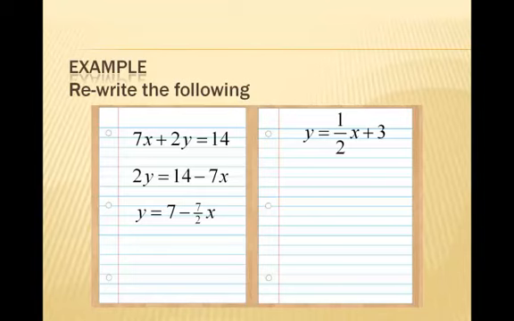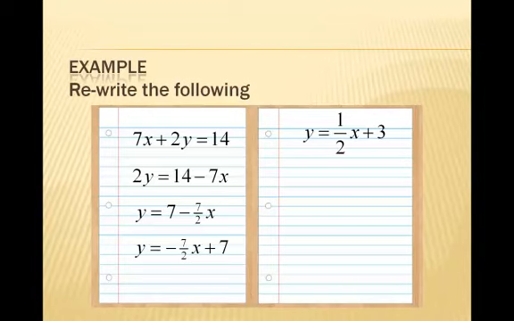Now, if you want to change it to where it looks exactly like slope-intercept form, then you probably just want to relocate the x and the 7. So, just swap their location. This will give you y equals negative 7 halves x plus 7. And now you can clearly see that the slope is negative 7 halves and the y-intercept is a positive 7.